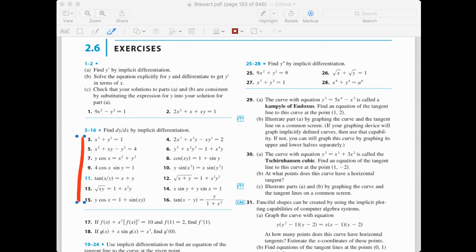Just remember the differentiation rule is the same as before. The only difference is when you take derivative with y term, you multiply by y prime.